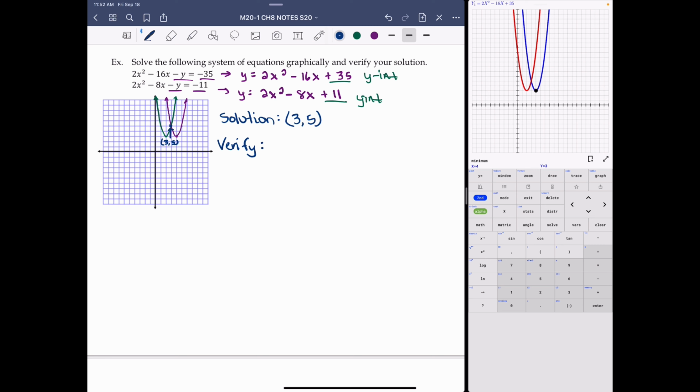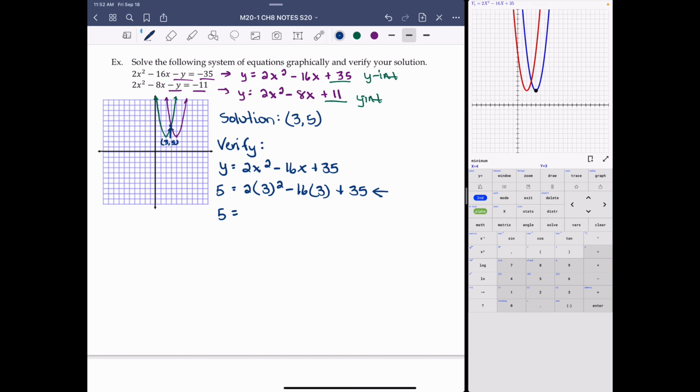Let's start with the first equation. Y equals 2x squared minus 16x plus 35. Sub in our values for x and y. Y is 5. X is 3. 2 times 3 squared minus 16 times 3 plus 35. I'm going to use my calculator. Once you have it to this point where you've written out all the values, you can just plop it into your calculator. That's this step here, that's showing me enough algebraic work. And then if you just show me 5 equals 5, that would be fine. I'm going to change these so they actually look like 5s.